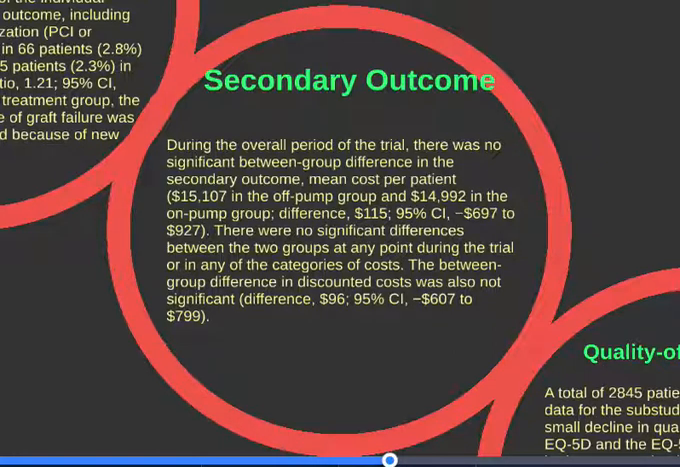Secondary outcome. During the overall period of the trial, there was no significant between-group difference in the secondary outcome, mean cost per patient. There was no significant difference between the two groups at any point during the trial or in any of the categories of cost. The group difference in physical cost was also not significant.